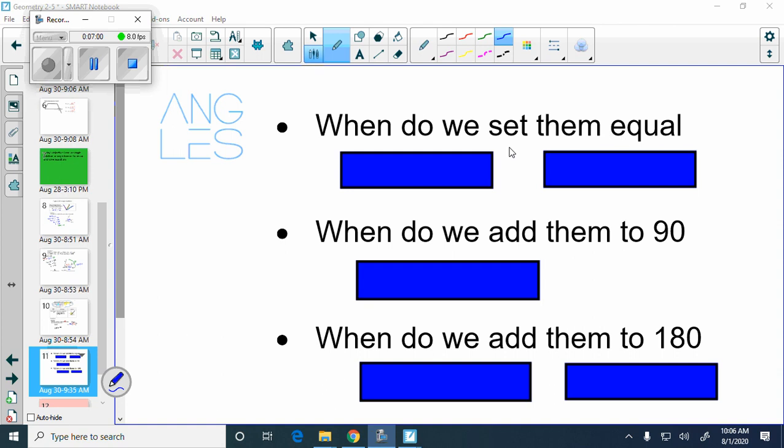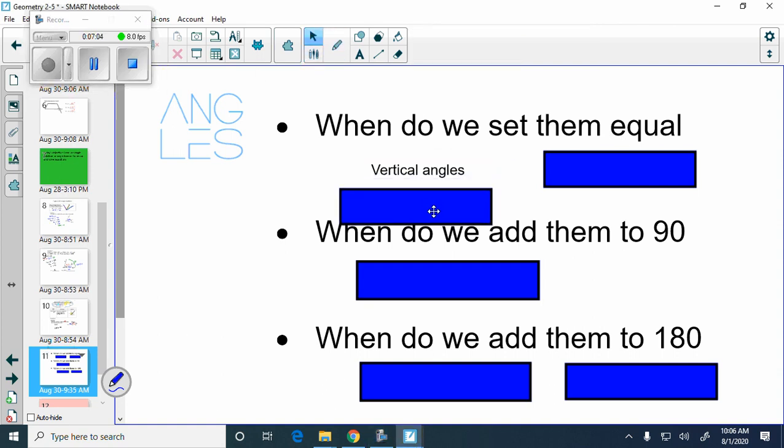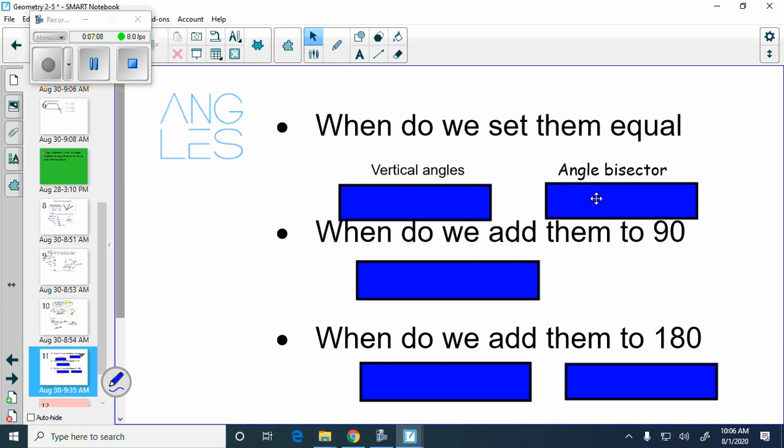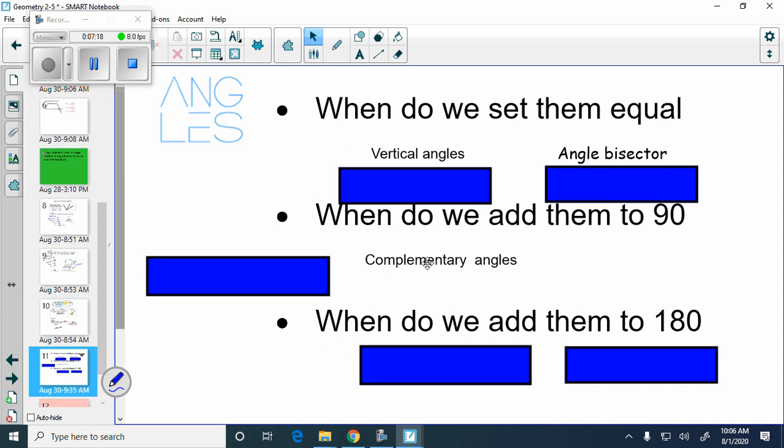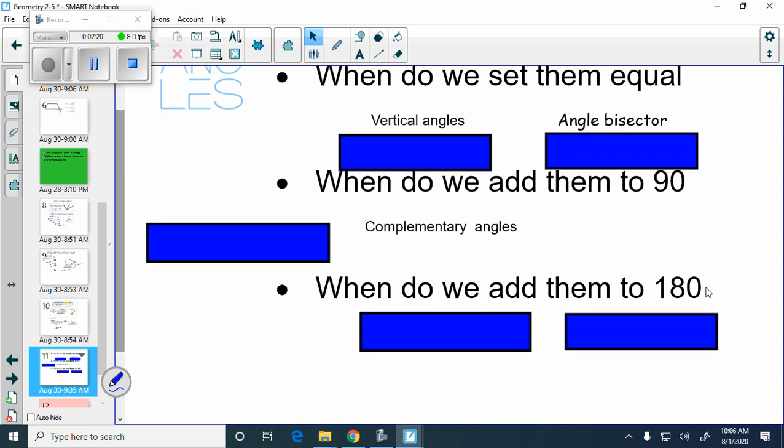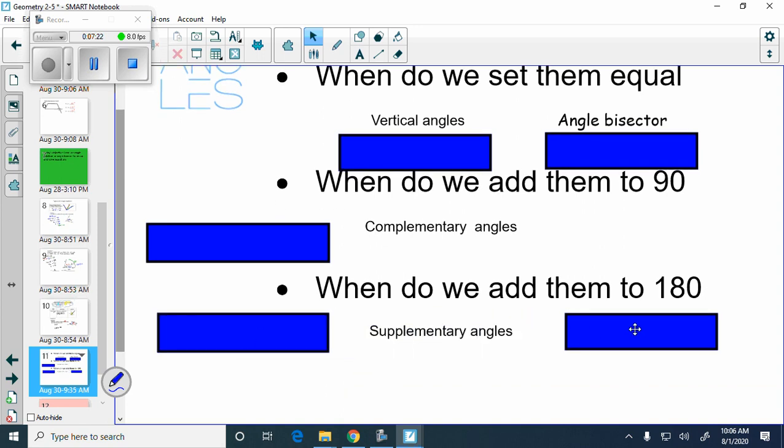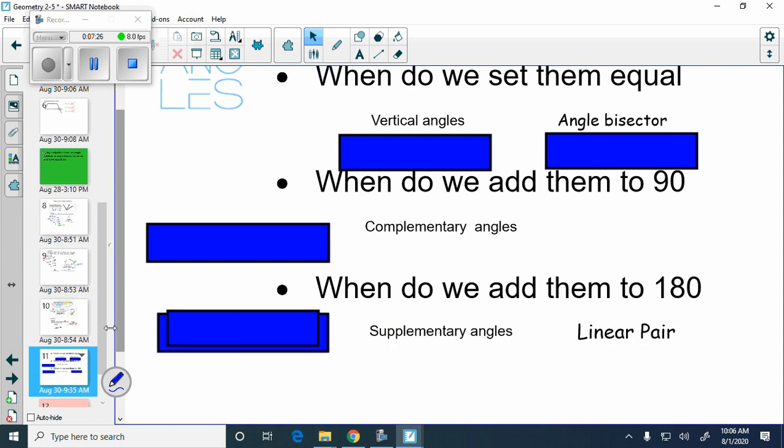All right, so again, when do we set our equations equal? Vertical angles, like we talked about yesterday. And if I've got an angle bisector, bisect means cut into two equal parts. When do they add to 90? We have complementary angles. So what adds to 180? Supplementary angles. And what's the other one? Linear pair.